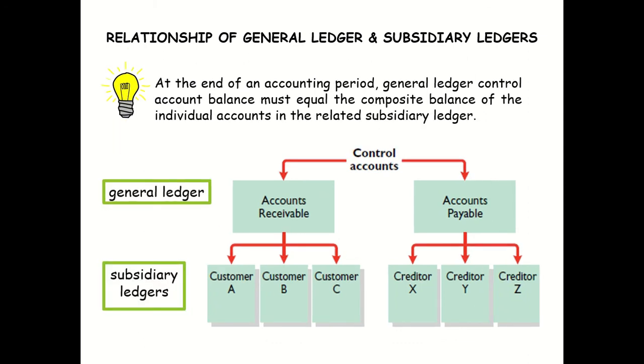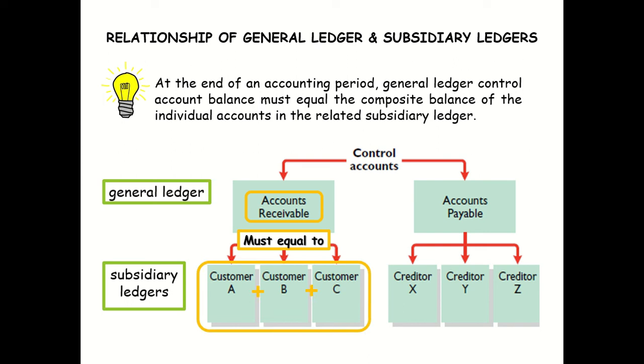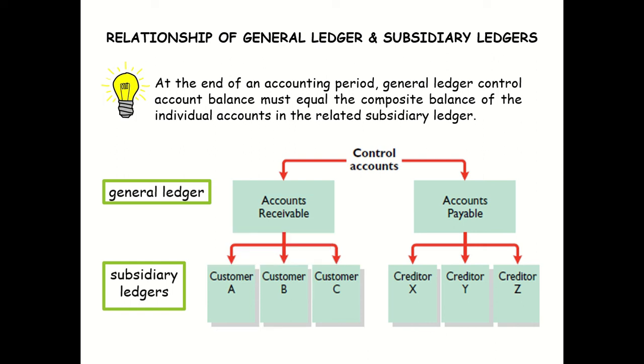At the end of an accounting period, each general ledger control account balance must equal the composite balance of the individual accounts in the related subsidiary ledger. For example, the balance in accounts receivable account in general ledger must equal the total of the accounts receivable subsidiary ledger balances of customers or debtors A, B, and C. Similarly, the balance in accounts payable account in general ledger must equal the total of the accounts payable subsidiary ledger balances of creditors X, Y, and Z.